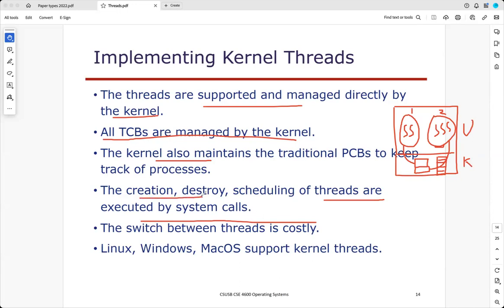The creation, destruction, and scheduling of threads are executed by system calls. System calls are part of the kernel. So the kernel will create, destroy, and schedule the threads. The switch between threads is costly because the process needs to invoke the kernel to switch between threads. And now Linux, Windows, and Mac OS all support kernel threads.